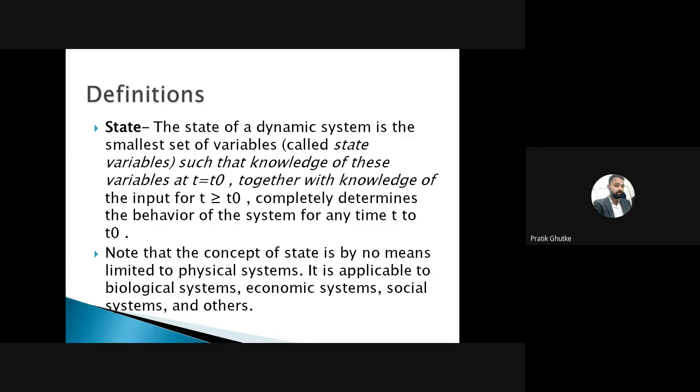A state of a dynamic system is the smallest set of variables called state variables, such that the knowledge of these variables at t equals t0, together with the knowledge of the input for t greater than or equal to t0, completely determines the behavior of the system at any time t greater than t0. This is actually the definition of state. So write it down or take a screenshot of this slide. You would be required many times. What do you mean by state?